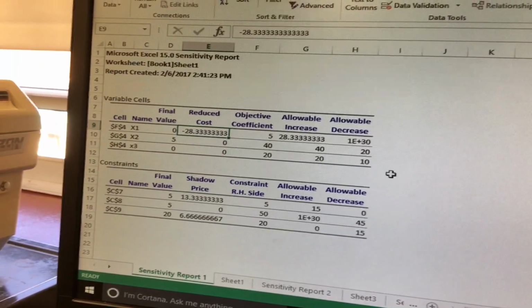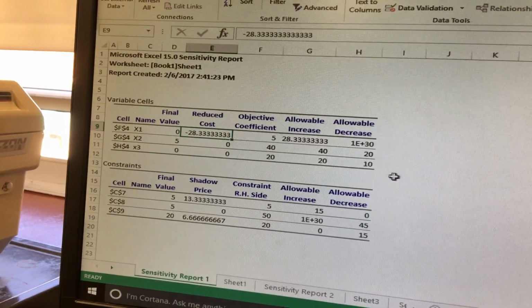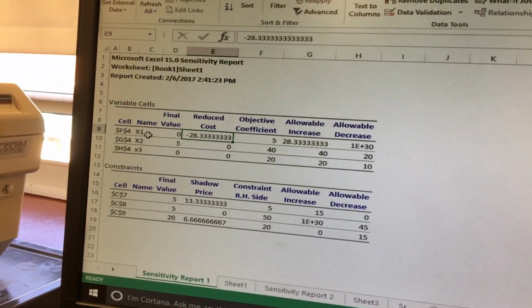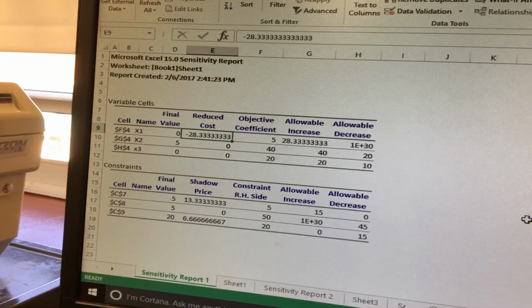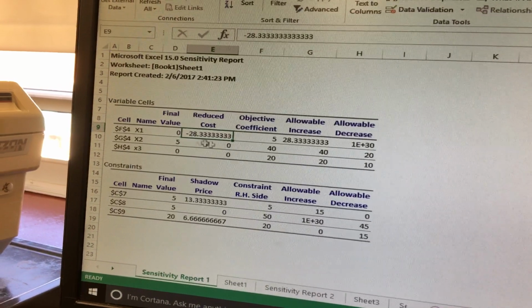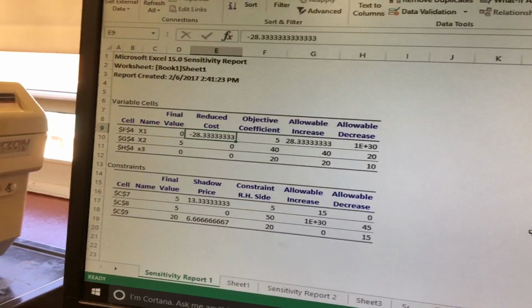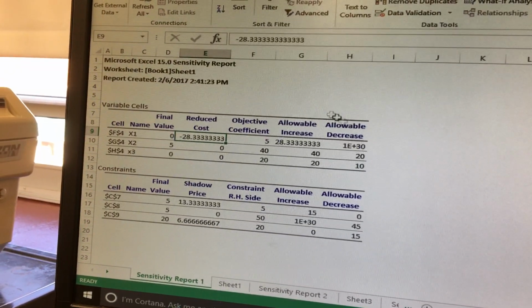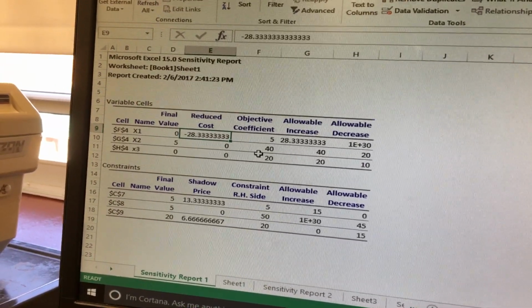Okay. Now up here, reduced costs are actually shadow prices for the non-negativity constraint. So this non-zero reduced cost here says that if you increase the non-negativity constraint right-hand side from 0 to 1, in other words, if you force x1 to be greater than or equal to 1, your objective function value will decrease by $28.33.